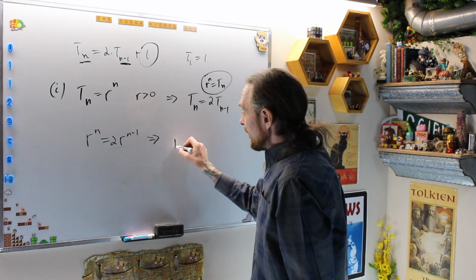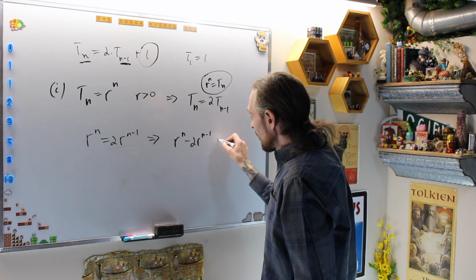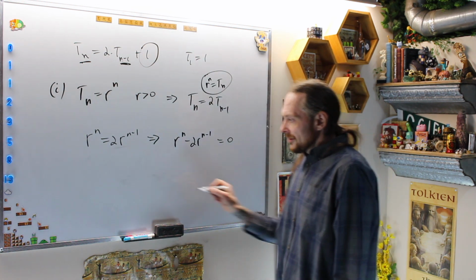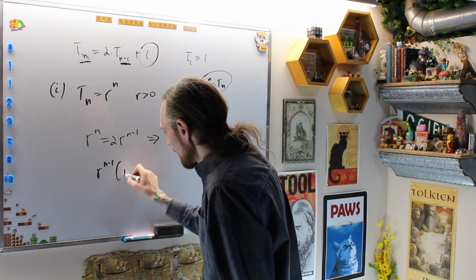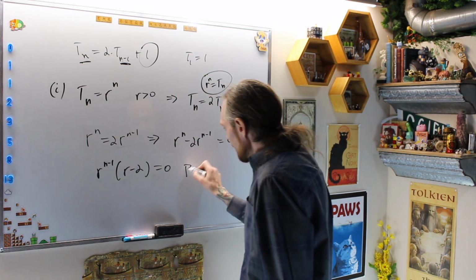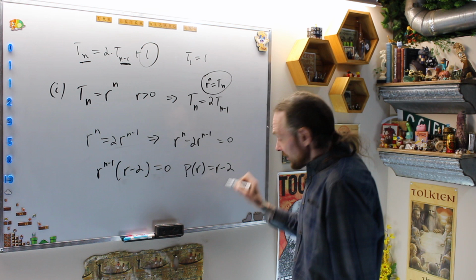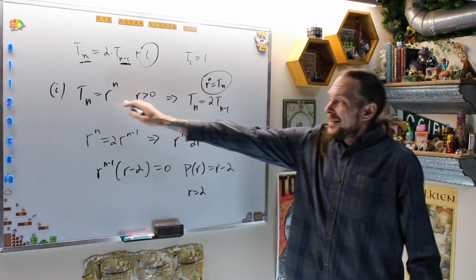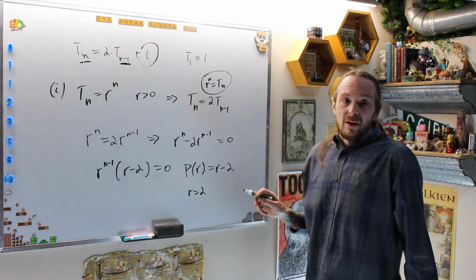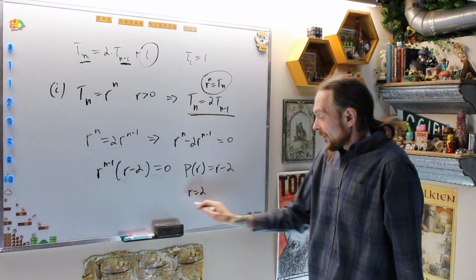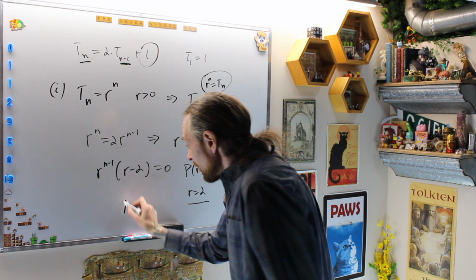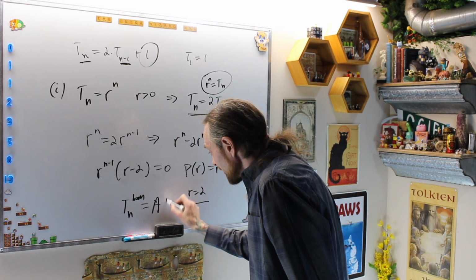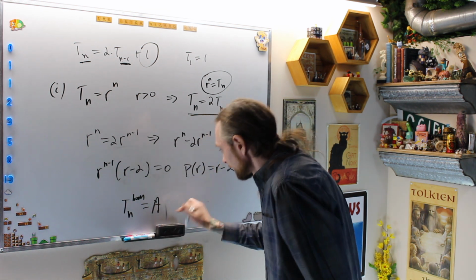This gives me r to the n minus 2 times r to the n minus 1 equals 0. I have a polynomial in r. Factor this: r to the n minus 1 times r minus 2 equals 0. My characteristic polynomial is r minus 2. The only root of that is r equals 2. So this is a solution to my homogeneous recurrence relation if and only if r is 2. So that tells me my Tn homogeneous is equal to a times 2 to the n.